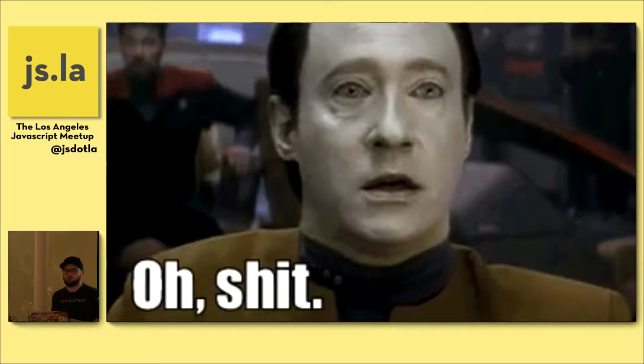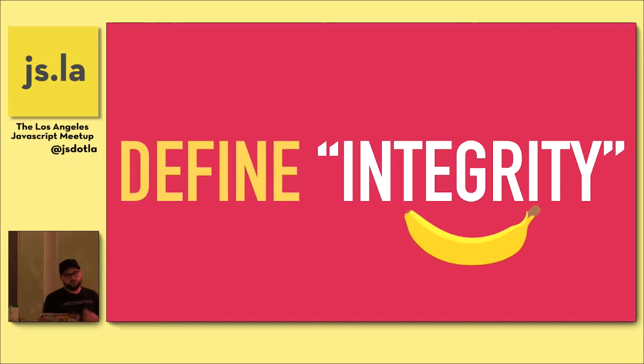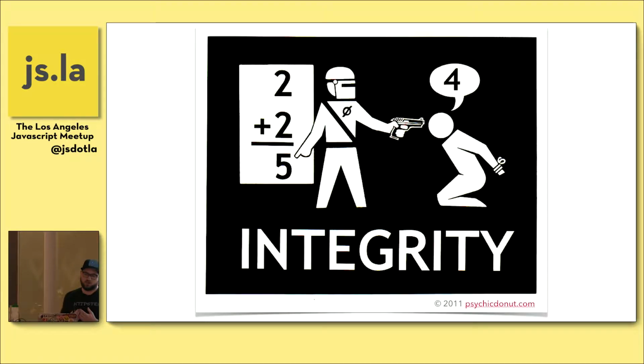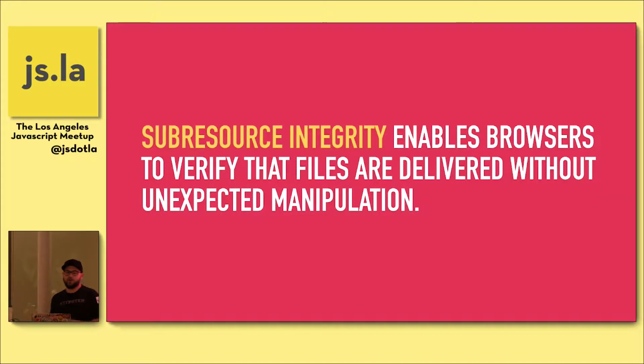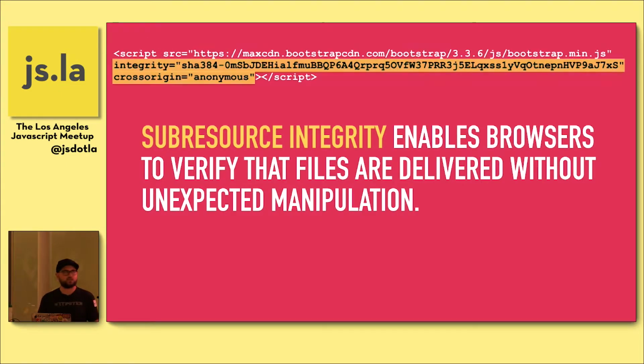So after the blog post, after the postmortem was written, I was on a mission to find a way to bring trust and integrity back to public CDNs. Well, at least my public CDN. I'm a visual learner. I've always been a visual learner. So in my opinion, there's no better way to define integrity than this graphic. Now, Subresource Integrity enables browsers to verify that files have been delivered without any unexpected manipulation. And for the visual learners like myself, that's what that looks like.